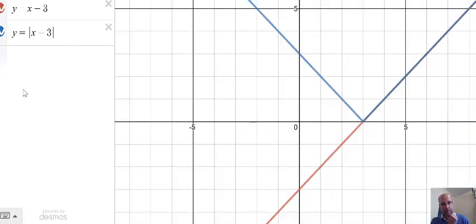Just taking a slightly simpler version of that, if we forget about the plus 1 on the end and have just x minus 3, we get the red line there. So it's a straight line with a y-intercept of negative 3. Look what happens when we take the absolute value of that. Anything that goes below the x-axis gets reflected about the x-axis, so it never dips down, due to the absolute value nature.